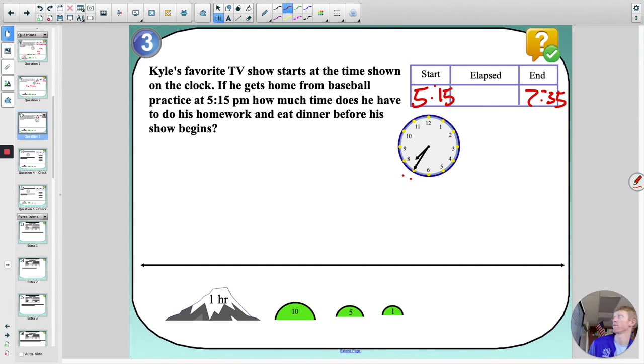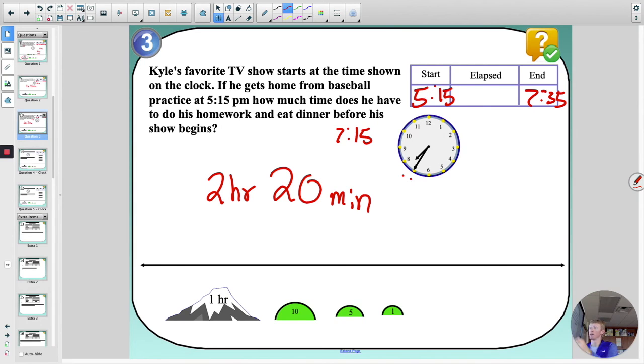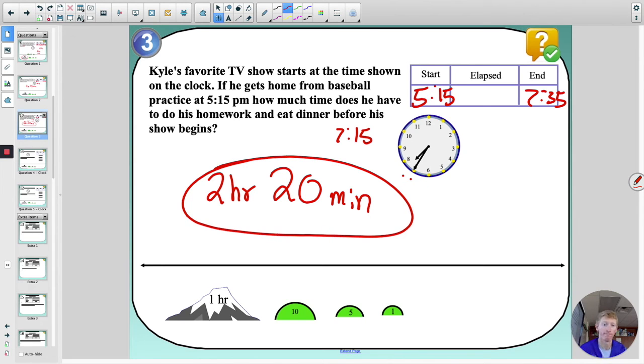So how much time between 5:15 and 7:35? So if I add 2 hours, 5, 6, 7, that brings me to 7:15. So how much time is there between 7:15 and 7:35? It would be 20 minutes. So 2 hours and 20 minutes would be the amount of time he has. All right, let's try one more.